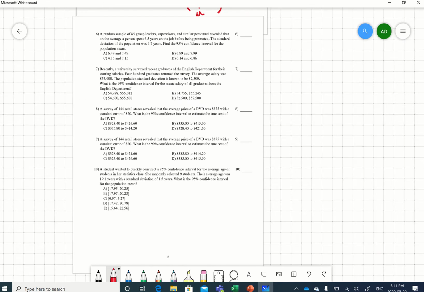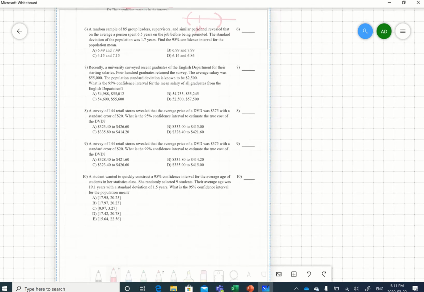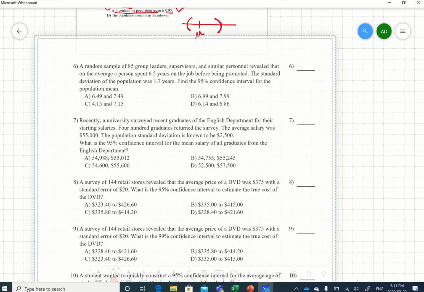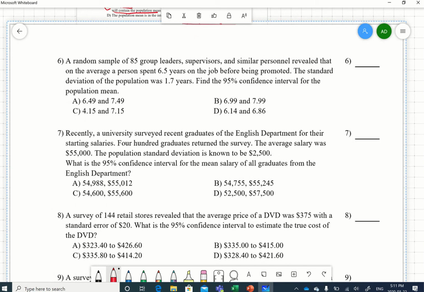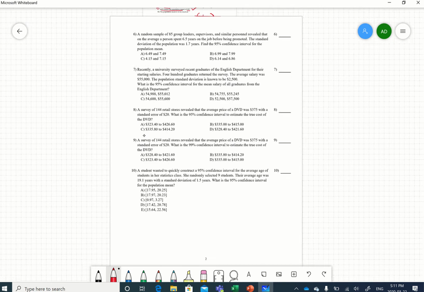Okay, page number 2. So now we are moving forward with calculations. Confidence interval calculations. So number 6.